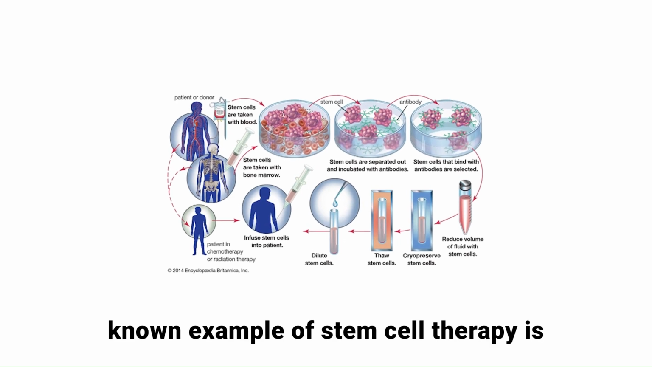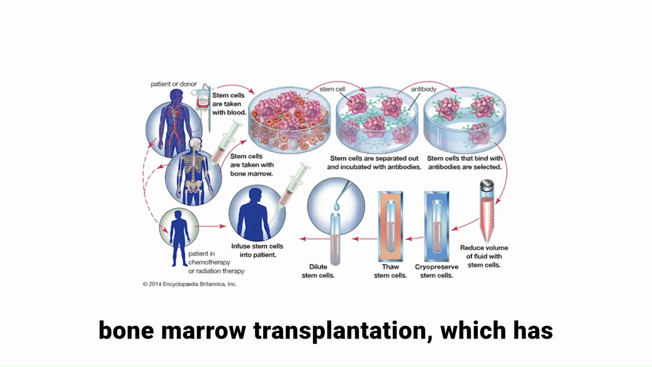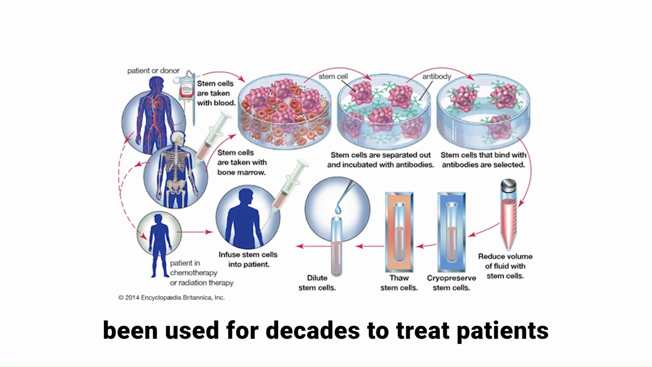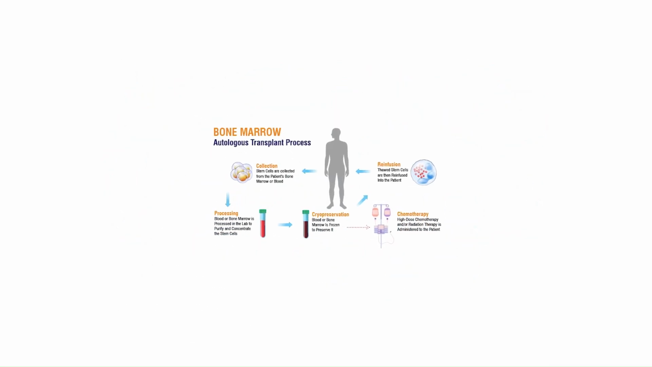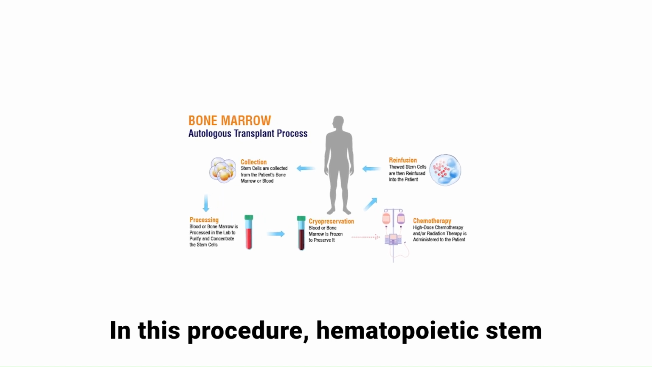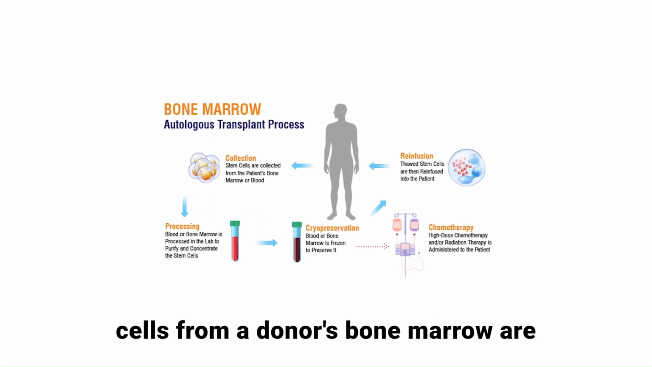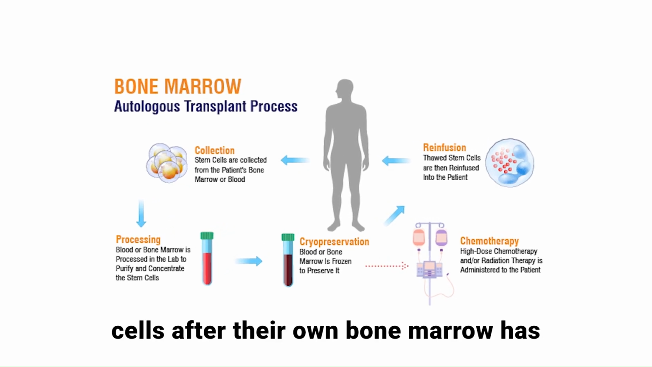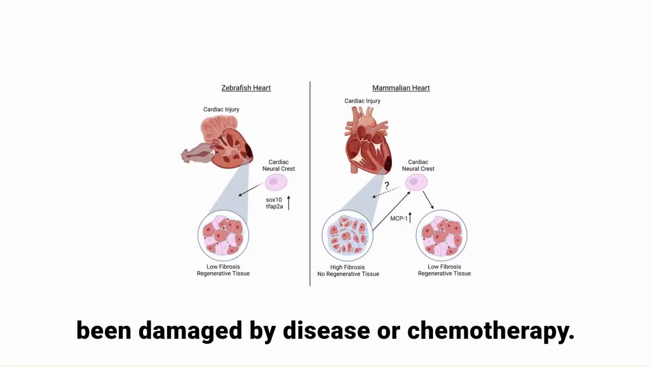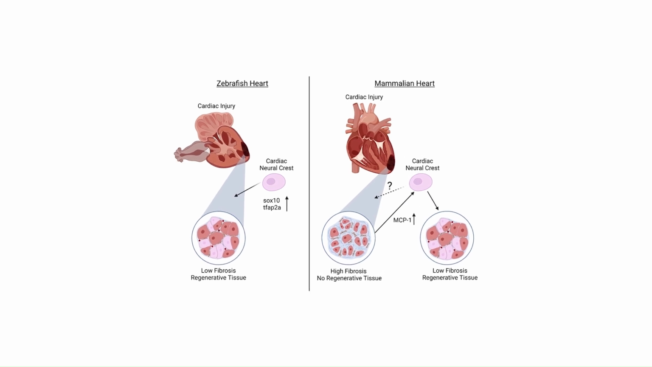One well-known example of stem cell therapy is bone marrow transplantation, which has been used for decades to treat patients with leukemia and other blood disorders. In this procedure, hematopoietic stem cells from a donor's bone marrow are transplanted into the patient to restore their ability to produce healthy blood cells after their own bone marrow has been damaged by disease or chemotherapy.